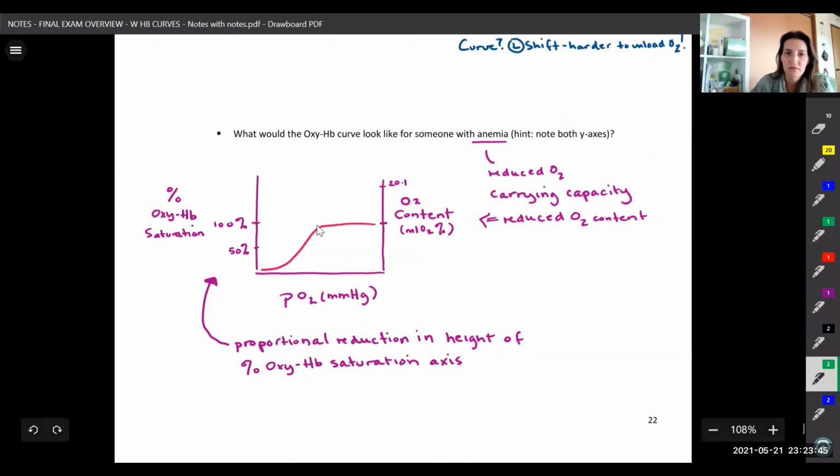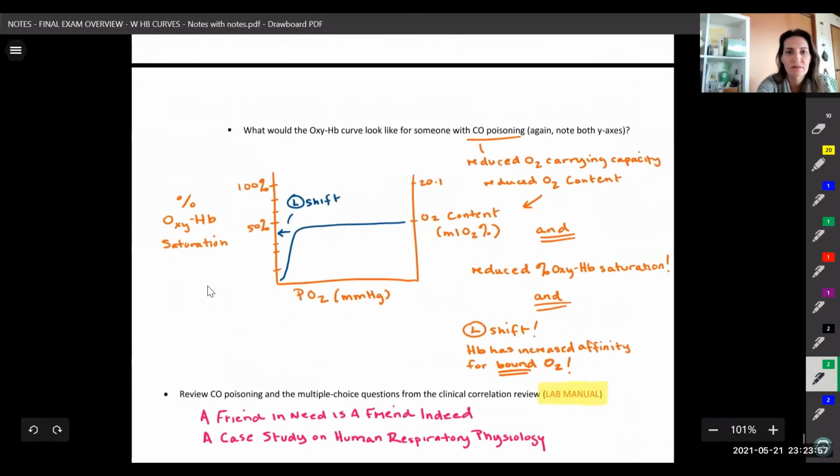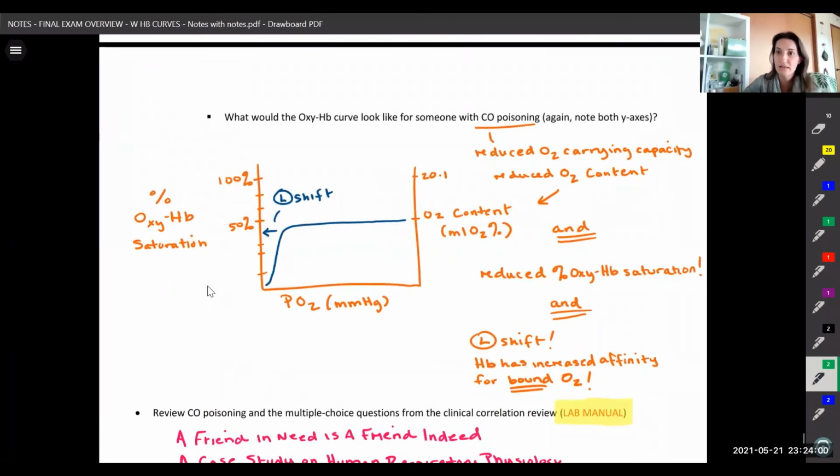And then we can draw our oxyhemoglobin saturation curve. We compare that to this scenario here, where we're talking about an individual who has CO poisoning. So we're noting both axes once again. So this individual, they have a reduced oxygen carrying capacity, reduced oxygen content, because they're displacing their ability to carry oxygen with the CO. They're carrying less oxygen if they're carrying more CO, right?